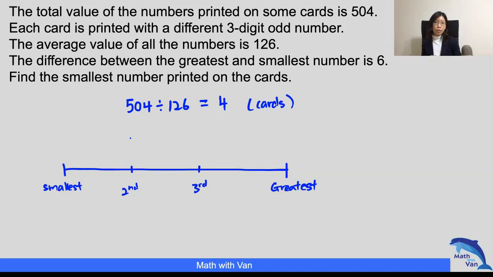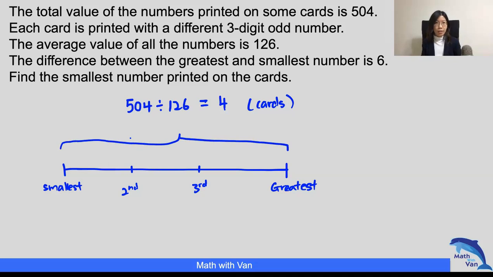The other thing to note is that the minimum difference between any 2 odd numbers is 2. It cannot be 1. If it is 1, then it will be a case of even and odd. So the minimum difference must be 2. Bear that in mind. And what do you observe right now?